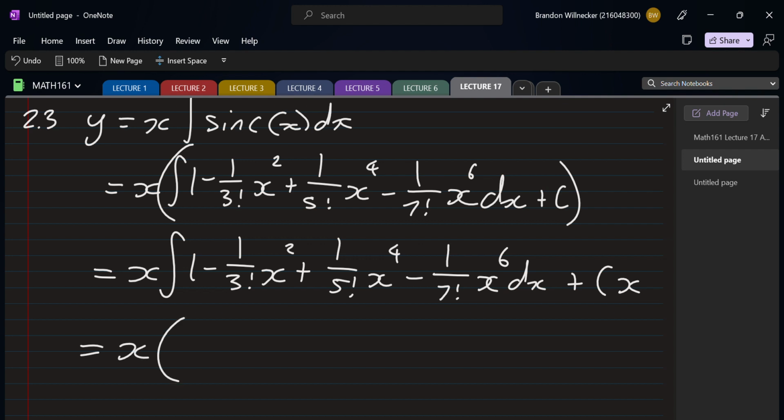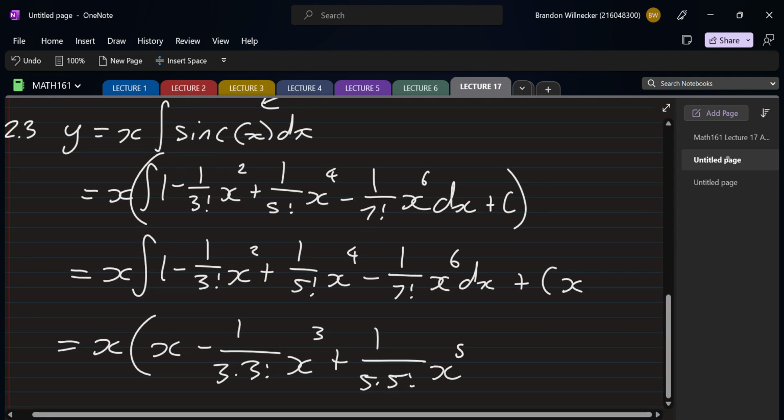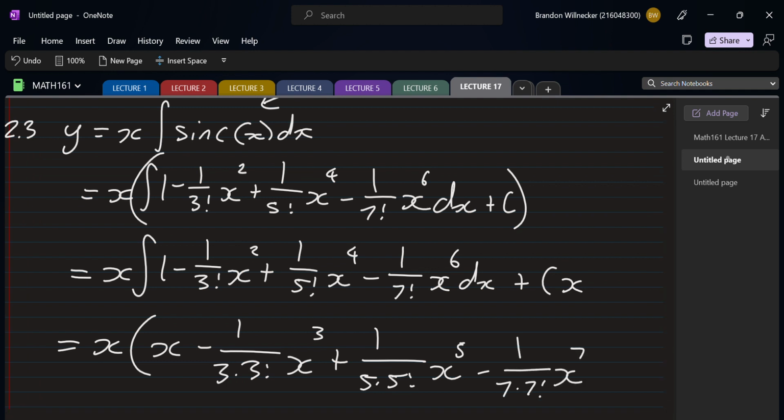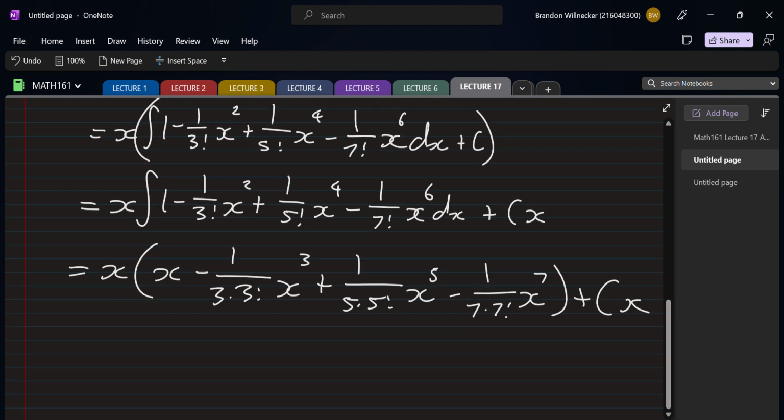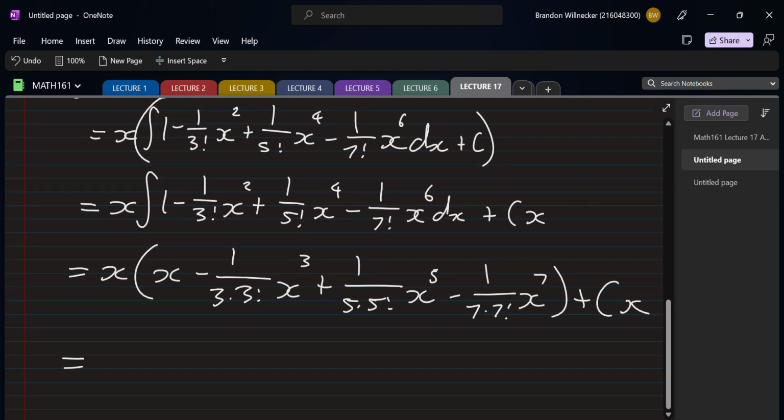So it will be x times, that will just be an x, minus 1 over 3 times 3 factorial x cubed, plus 1 over 5 times 5 factorial x to the 5, minus 1 over 7 times 7 factorial x to the 7, plus cx. Again, don't forget your c when you've done your integral. You can put it right away like I did, or you can put it at the end, but make sure you do have that. Finally, we can write everything out by multiplying that x out in front.